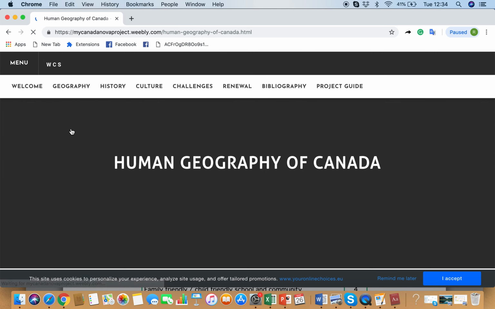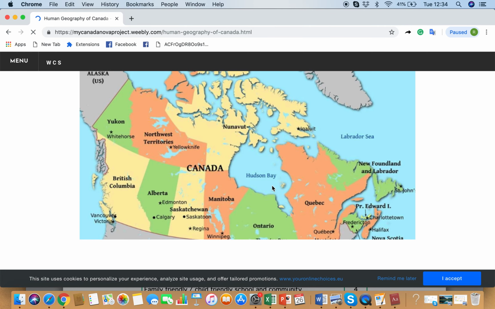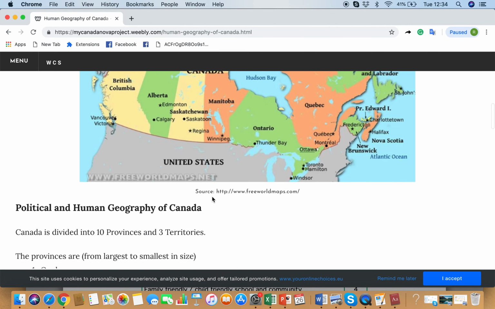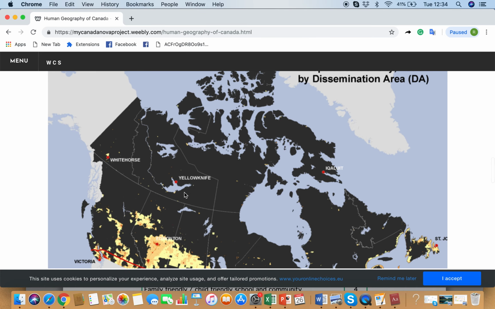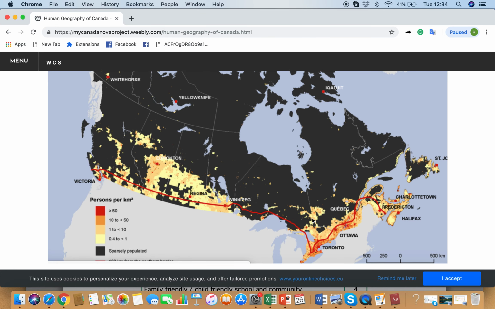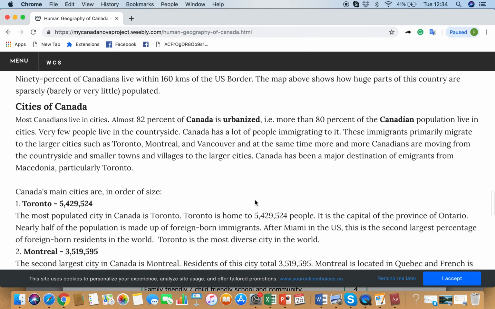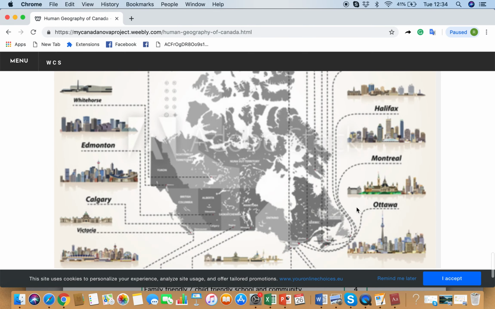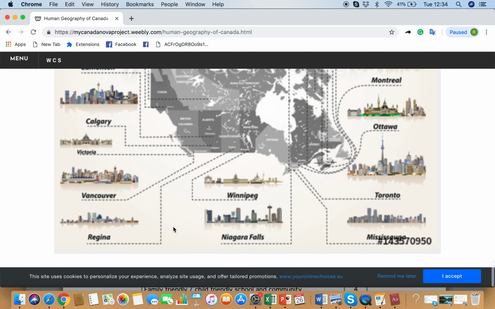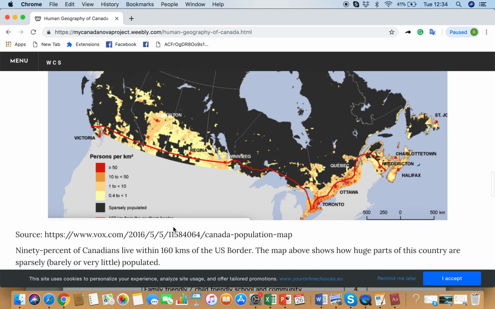There's a page on human geography. This is the political units and the provinces by size, population distribution, and an explanation of that. Major cities of Canada, with an image that I found on the internet that shows the different cities and where they're located in the country.